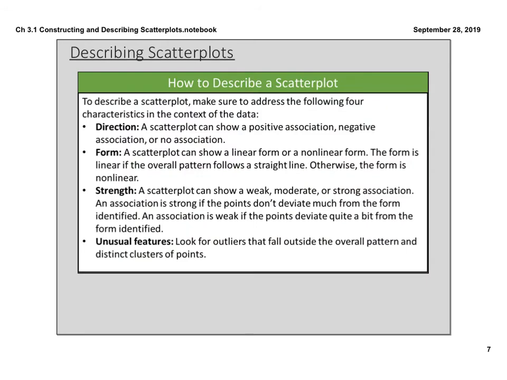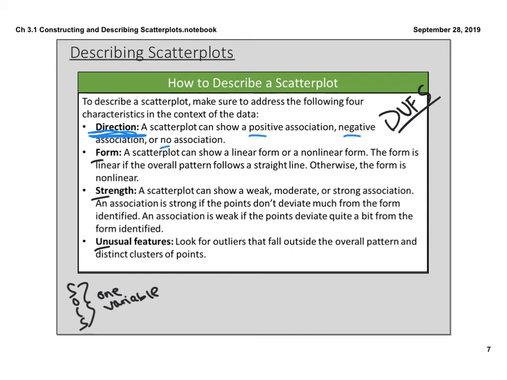All right, so just like we had SOCS for one variable, we have, some people call this DUFS, for two variables. It's a really similar outline for describing your scatter plot. You're going to talk about the direction. So what direction is it going? Is it positive? Is it negative? Or can you not tell?